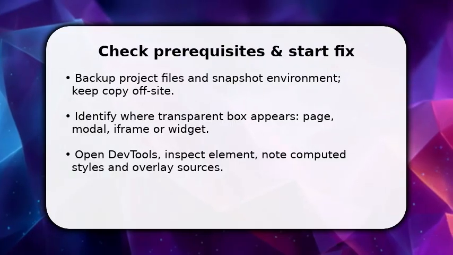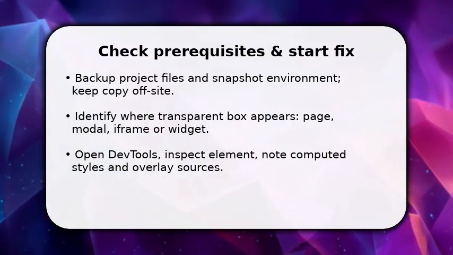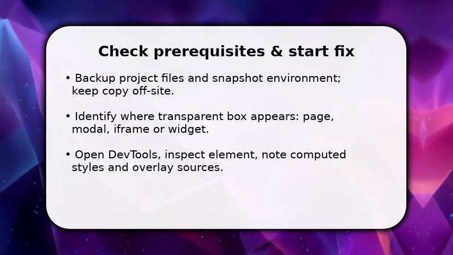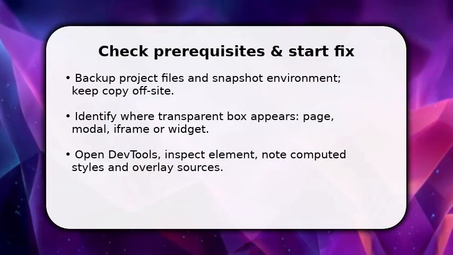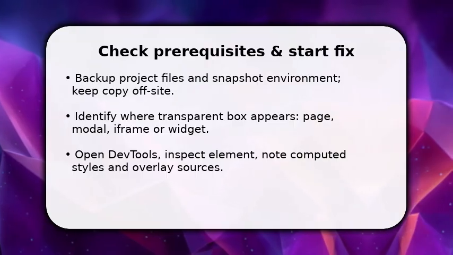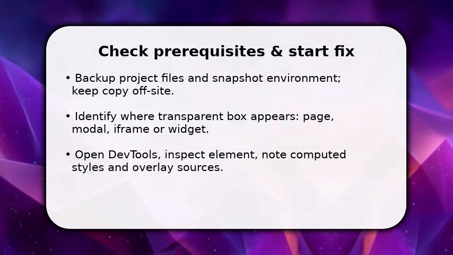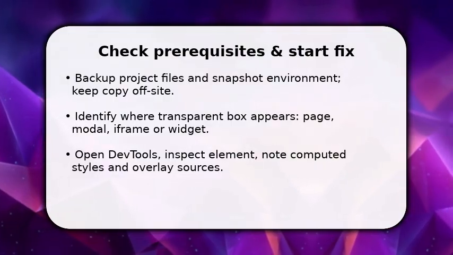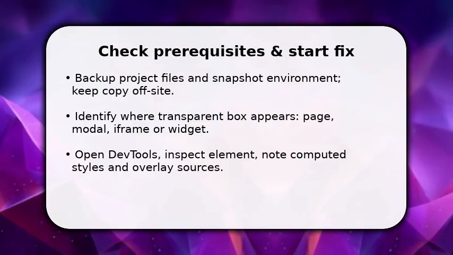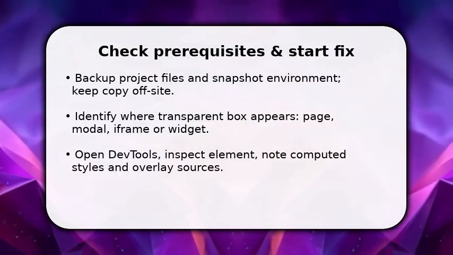You begin by preparing and acting immediately. Back up the files and snapshot the environment so you can revert if needed. Next, locate exactly where the transparent box appears, on a page, modal, iframe, or third-party widget, because that determines your attack vector. Open DevTools and inspect the element. Note computed styles, inherited rules, and overlay sources. Once done, save those findings and capture a screenshot so you can compare before and after changes.